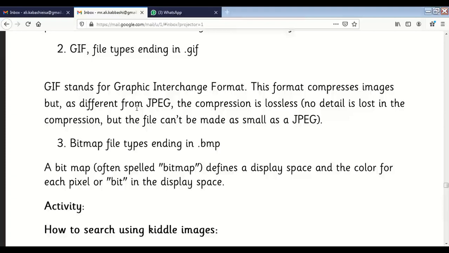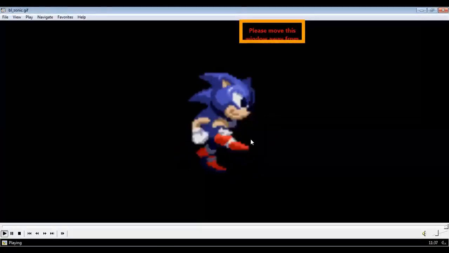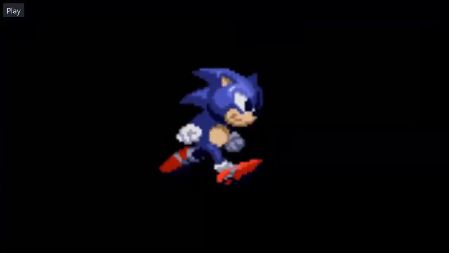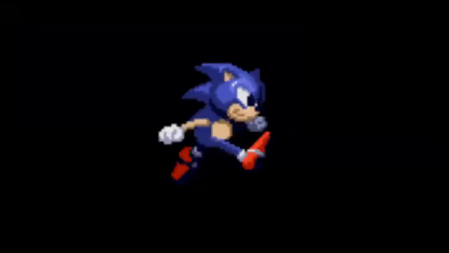Okay? I will show you an example of a GIF right now. So this is a GIF. That's a picture of a hedgehog. It is like a moving picture. It's not a video, but a moving picture.